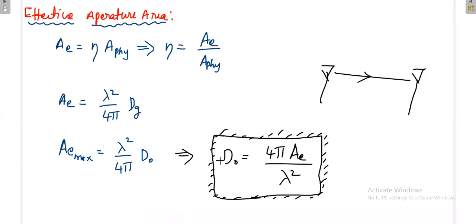So that means what? This is directivity. In general, DG is a function of direction, but once you are again finding the maximum value in a particular direction, then D naught is independent of angle actually, because you are fixing the position, you are fixing the direction. So finally D is independent of angle, so it always denotes a particular angle. Okay, particular angle.